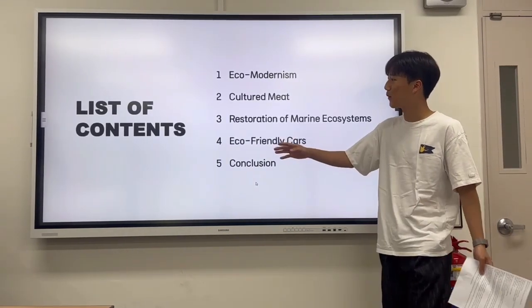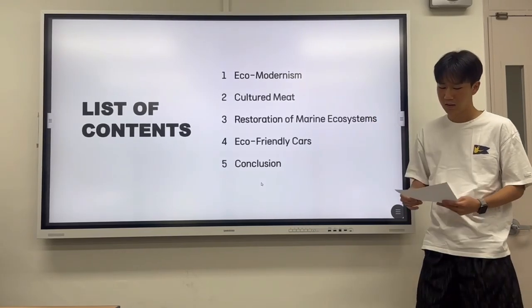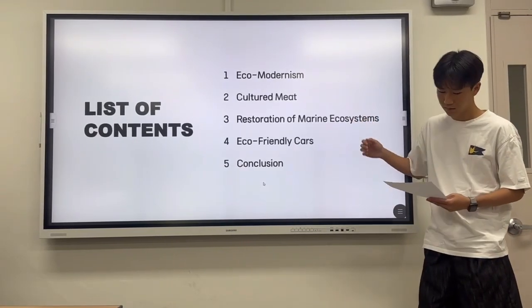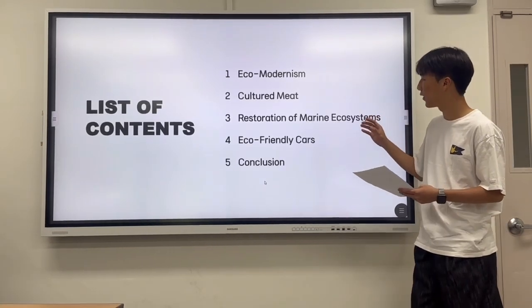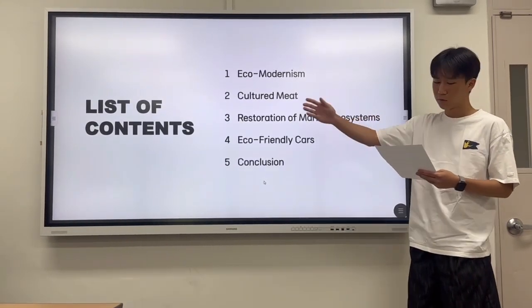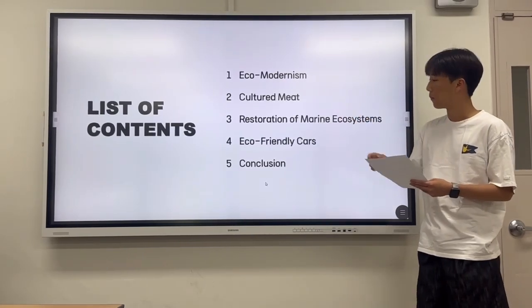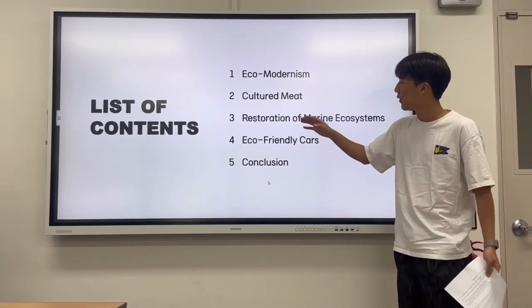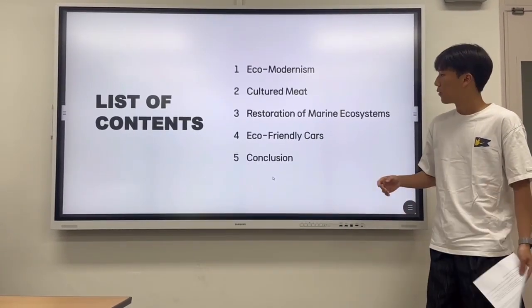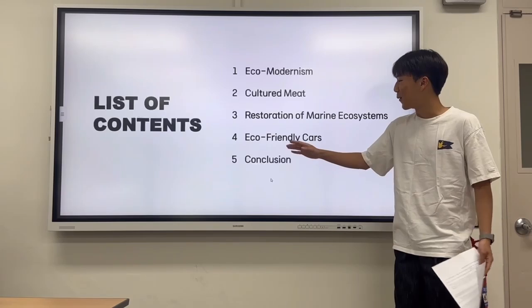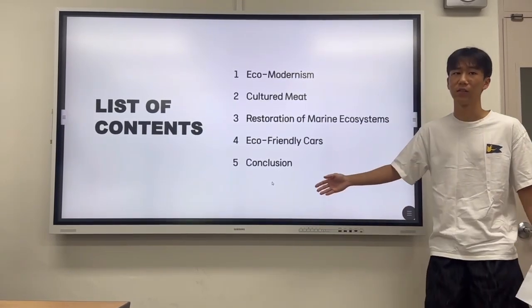First, the list of contents. I will talk about ecomodernism first, and then we choose three technologies in biology and mechanical engineering, one for each person. So, Drum will explain cultured meat. Second, Minji will explain restoration of the marine ecosystem. And third, Soyeon will explain eco-friendly cars. Finally, I will explain the conclusion again.